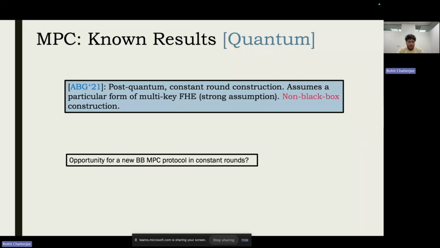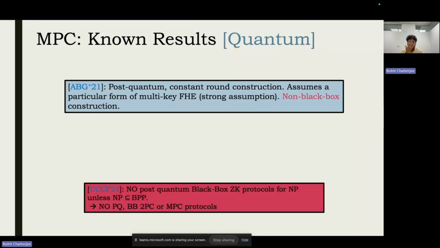So anyway, the pathway is left open for getting the kind of black box protocol that I've been discussing so far in constant rounds. That's what you would think, except I think you were looking at this result. There's this impossibility result in the setting of post-quantum cryptography, which says that unless you have NP in BPP, there is no post-quantum black box zero knowledge protocol for all of NP that works in constant rounds.